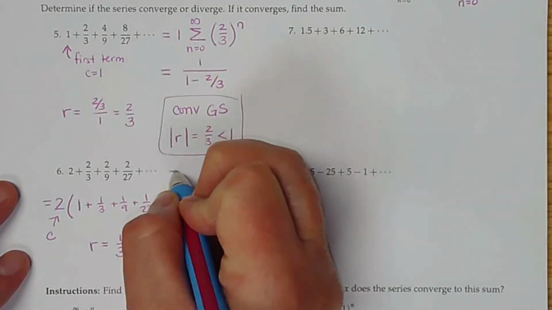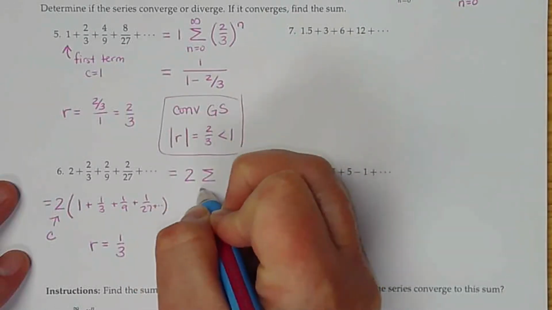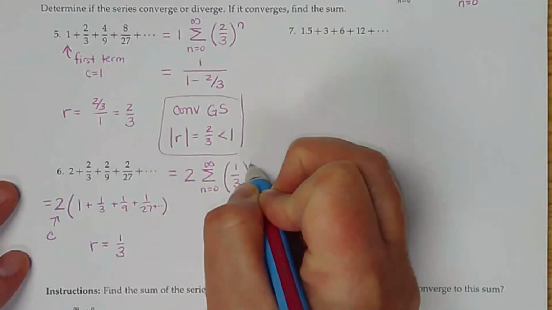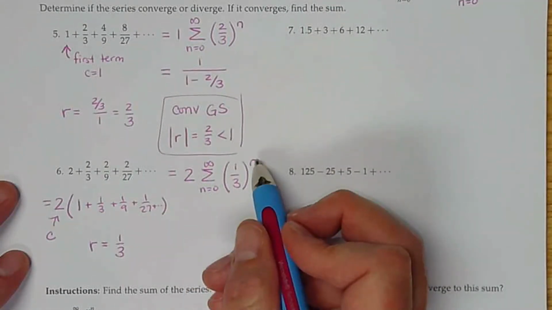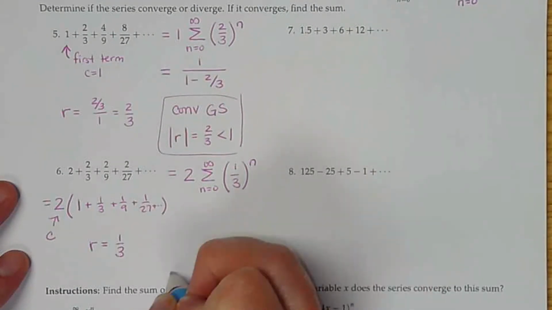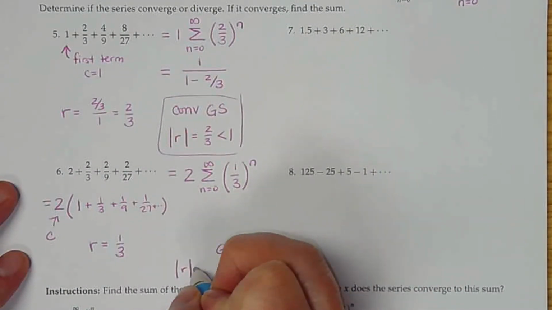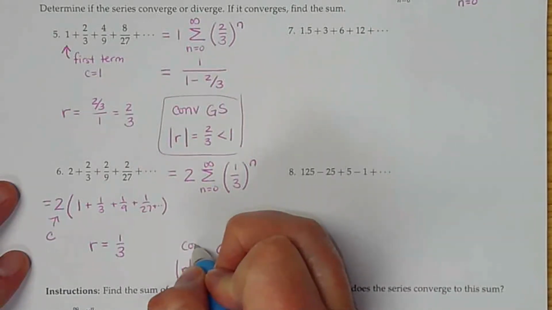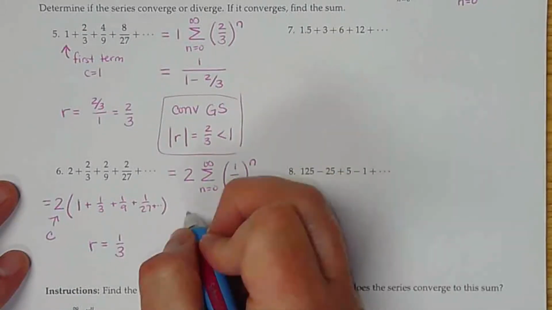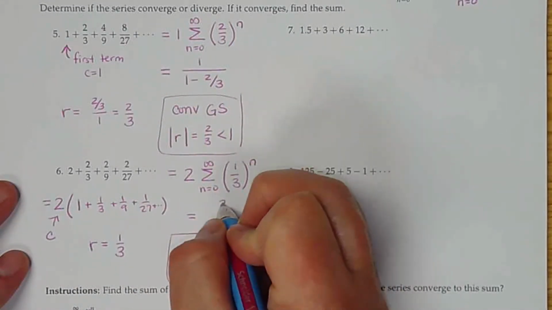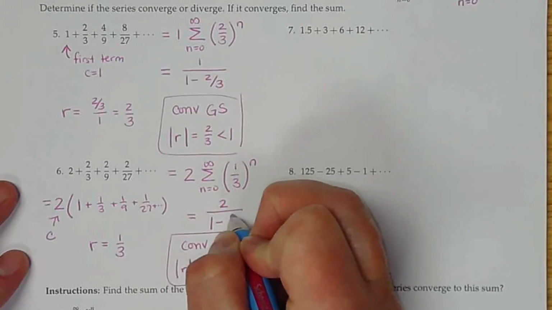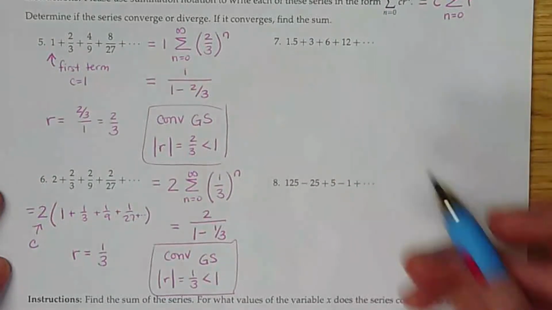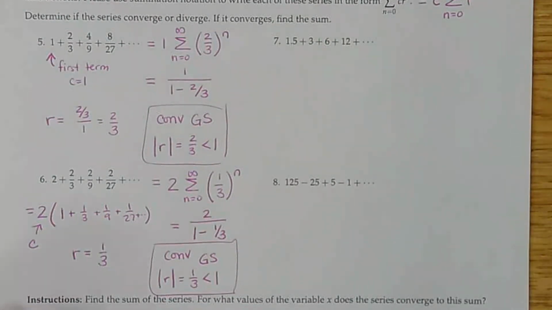So this will be equal to 2 times the sum from n equals 0 to infinity of 1/3 to the n. So I have a number raised to the n. That gives me a geometric series. The absolute value of R is 1/3, which is less than 1, so I know that this converges. And it's going to converge to my first term, which is a 2, over 1 minus R, so 1 minus 1/3.